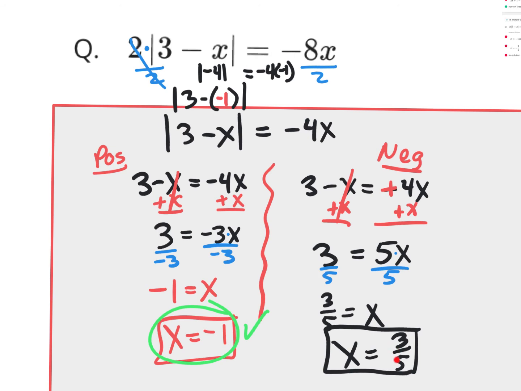Okay? So when you plug in 3/5 right there, that'll become negative 12/5, and that's impossible. You can't do the absolute value of something to give you the answer negative 12/5 or any negative number for that matter. So make sure that you cross this one out. That one's extraneous. The only answer to this question is x equals negative 1.